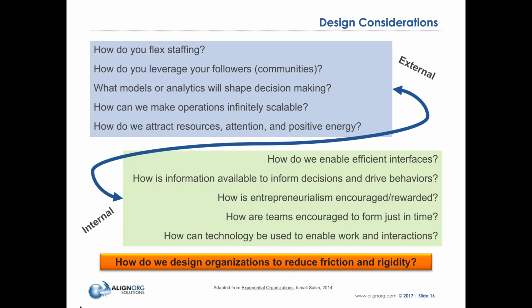How is information available to inform decisions and drive behaviors? As more and more information is democratized and we can get it available on mobile devices and we can get it real time, how does that shape the way we make decisions and how we drive behavior?